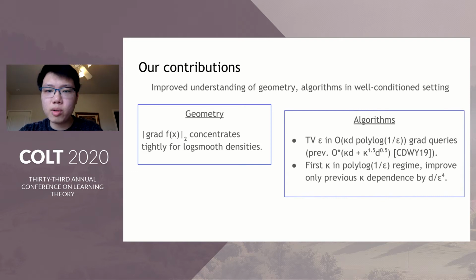And what's particularly notable about this mixing time bound is that it's the first linear dependence on kappa in the high accuracy polylog regime. It improves upon the only previous linear dependence on kappa by a factor of roughly d over epsilon to the 4.